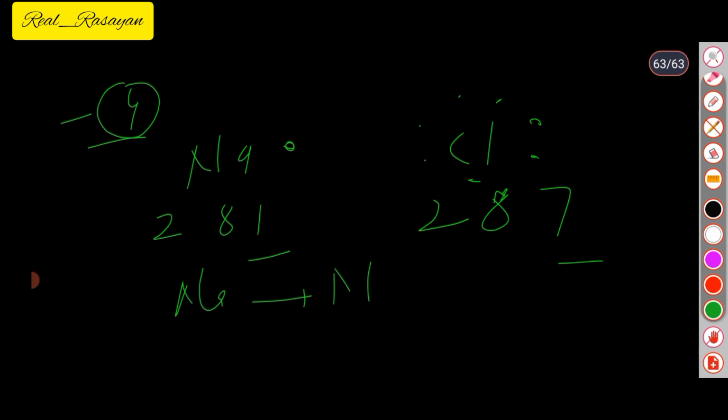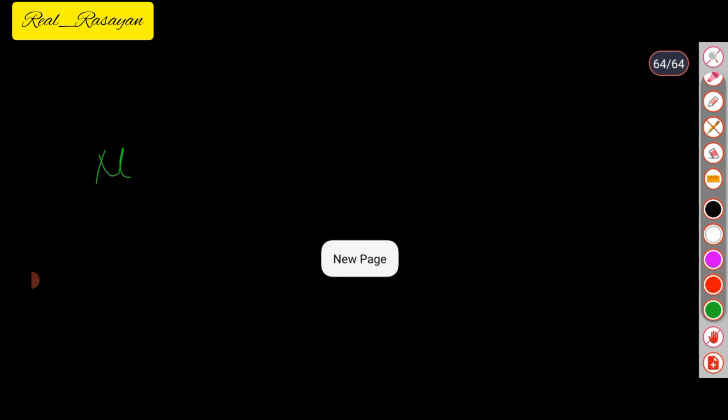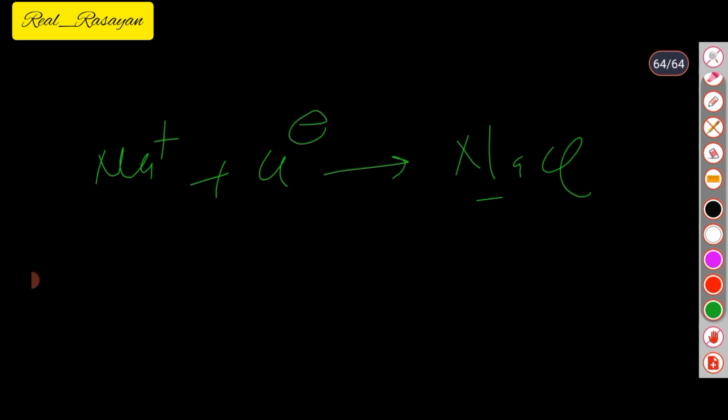Na gives Na positive plus electron. There is a loss of electron, oxidation takes place. And Cl gains an electron to be Cl negative, because there is a requirement of 1 electron to be stable, to complete its octet. And after losing 1 electron, sodium will be stable, completing its octet. So after the formation of sodium positive and chlorine negative ions, there is the electrostatic force of attraction between these oppositely charged ions to form the ionic compound.